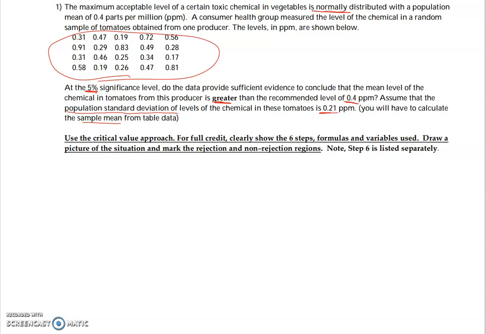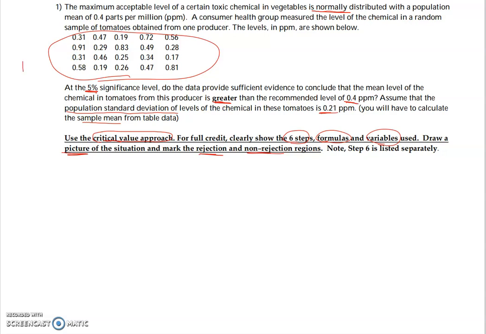Then it says use the critical value approach, and for full credit, clearly show the 6 steps, the formulas, and the variables used. Draw a picture of the situation. Make sure you mark your rejection and non-rejection regions, and step 6 is listed separately below. So we're going to be doing a hypothesis test here, and in particular a critical value type hypothesis test. So we'll have to do our 6 steps.